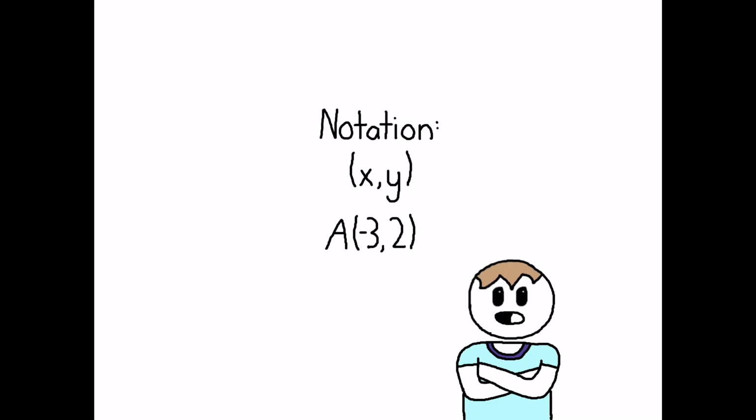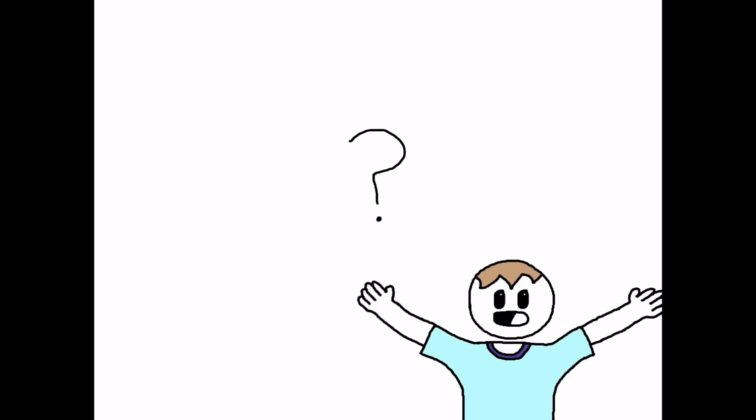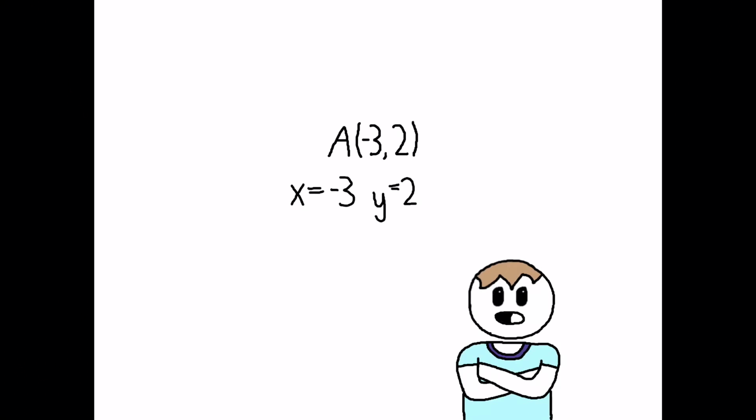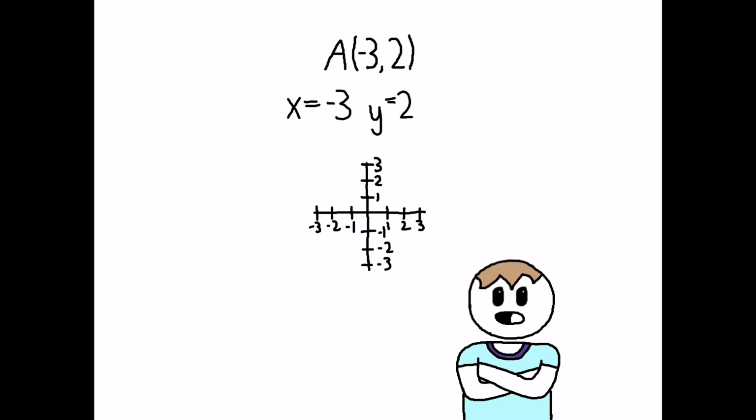Let's say I have a point called A stationed at the coordinate -3, 2. Well, how do we graph this? The first number is the x position, which is at -3, while the y position is at 2. Well, here's our graph for this.